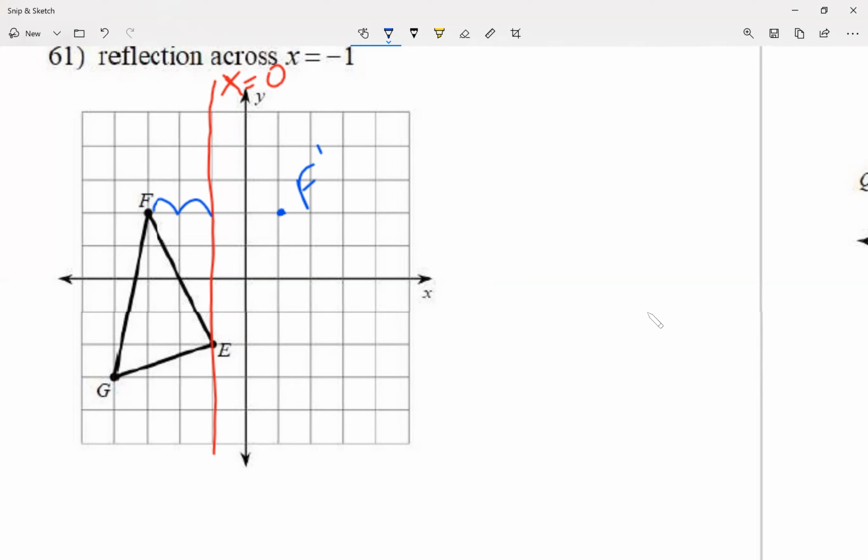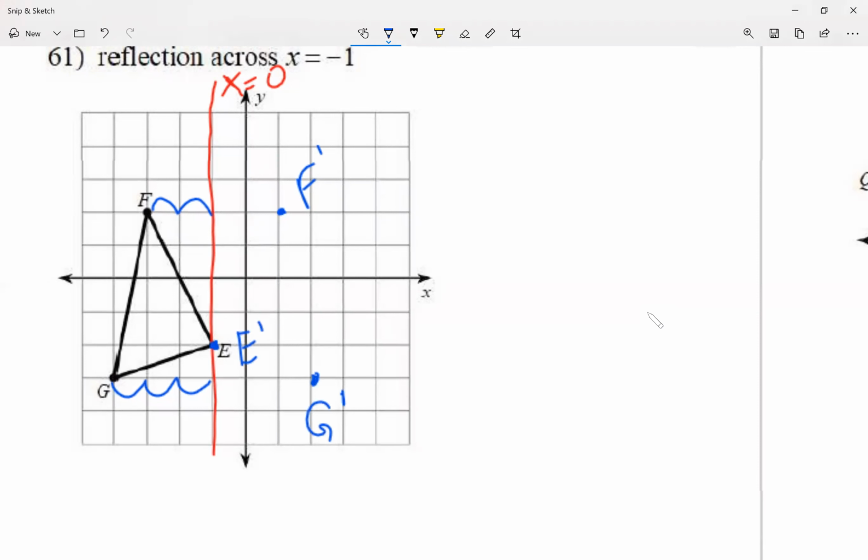I look at my point G. It's 1, 2, 3 spaces to the mirror line. So I'm going to count 3 spaces on the other side. And my point G prime is right there. Now, point E is very interesting because point E is on the mirror line. Any point on the mirror line doesn't move. So my point E prime will be right there.